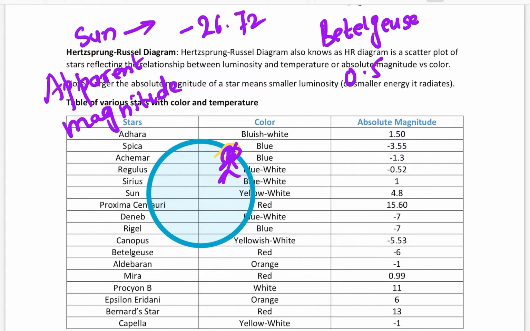But now let's write down the values of the absolute magnitude for the Sun and Betelgeuse.